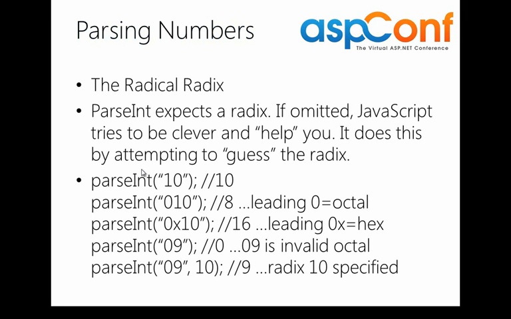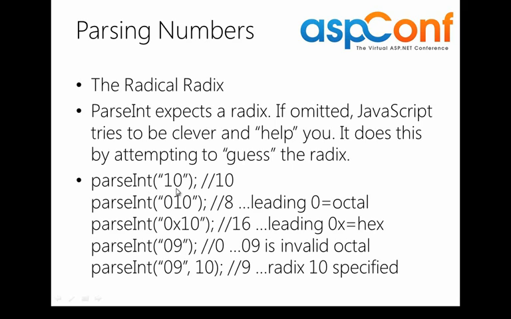Okay. So that brings us to parsing numbers. Now, parsing numbers is quite interesting in JavaScript. There are a number of ways of doing it. We'll look at 3. The most commonly used one is to use something like parseInt. And parseInt actually takes in a second parameter called the radix, and it's the base by which to parse that number. If you don't specify that radix, JavaScript tries to help you. And the way it helps you is that it tries to guess what you intended.